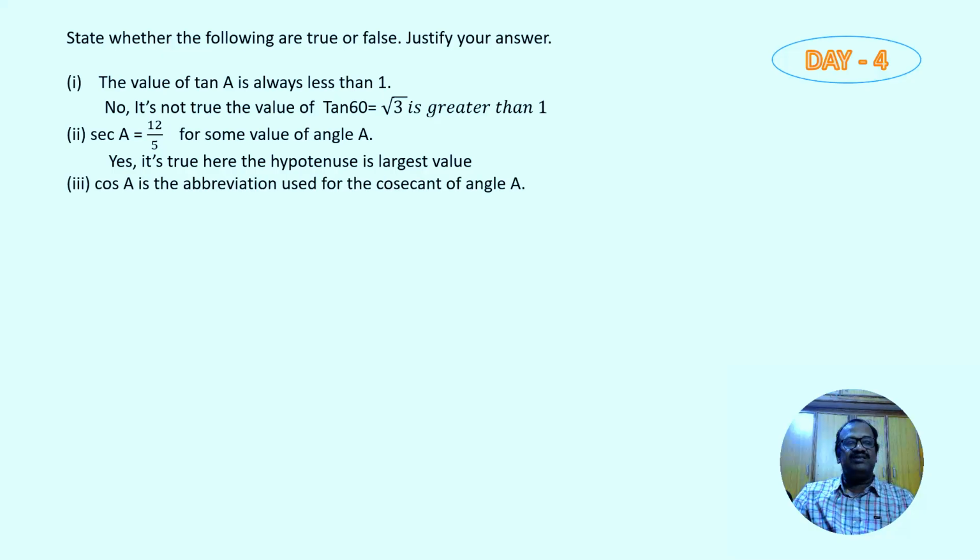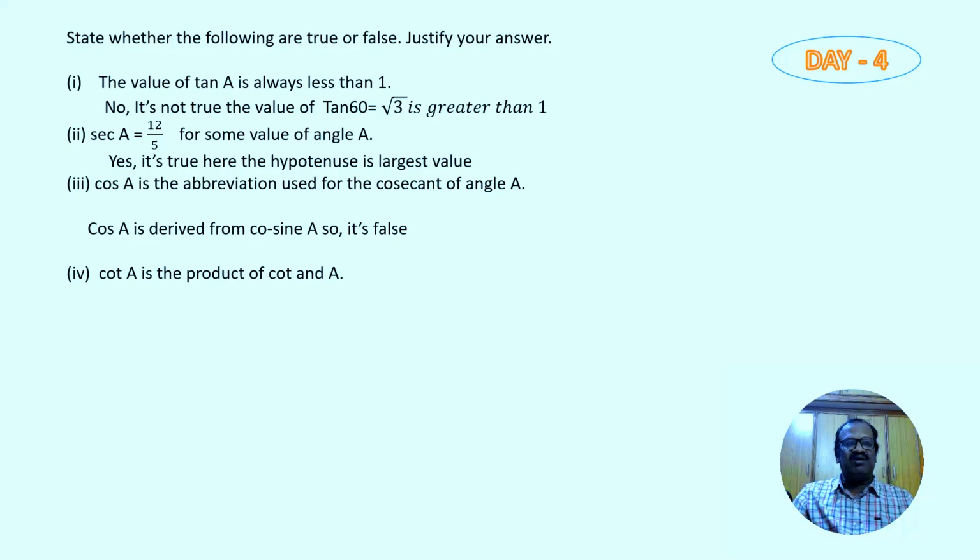The next one is, cos A is the abbreviation used for the cosecant of angle A. In the beginning itself I told you that there are only three ratios. The remaining three ratios are derived from them by using the reciprocal. Here cos A is derived from cosine A, not cosecant A. So cos A means cosine A. So the above statement is false.